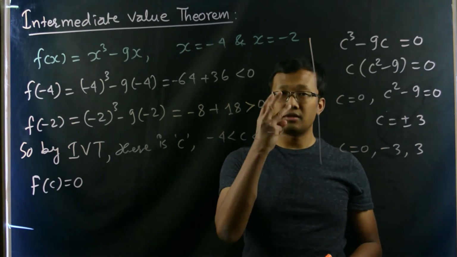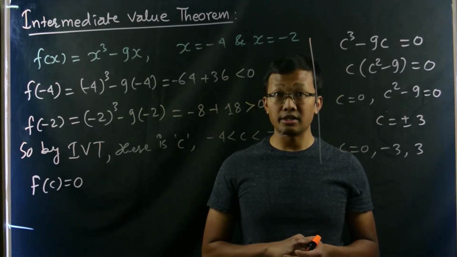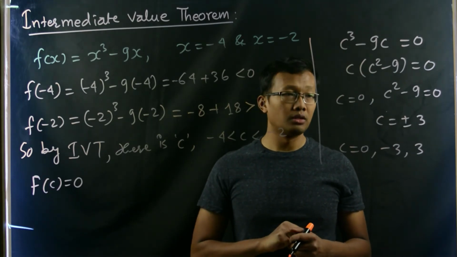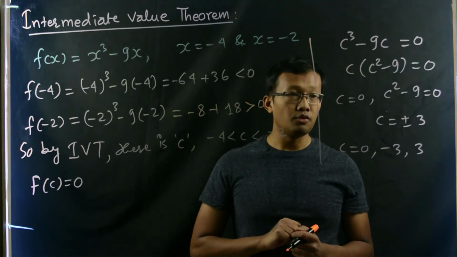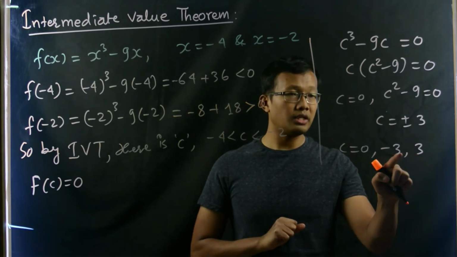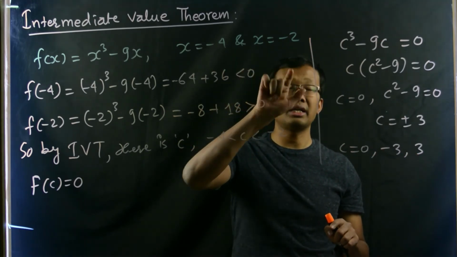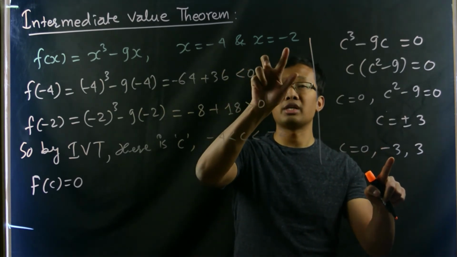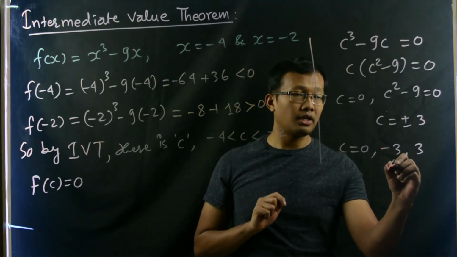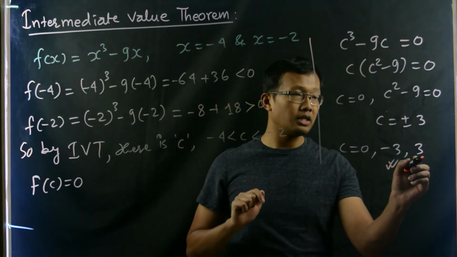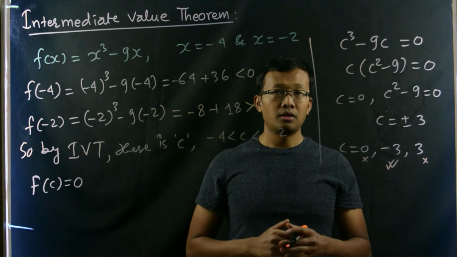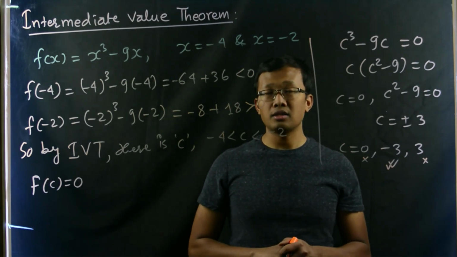Thus we get 3 different x-intercepts or zeros of this polynomial. We will try to see which among these 3 lies in between -4 and -2. Of course -3 lies in between -4 and -2. So this is the correct answer for our question, and these two are not the correct answers. So that's how we find the x-intercept.